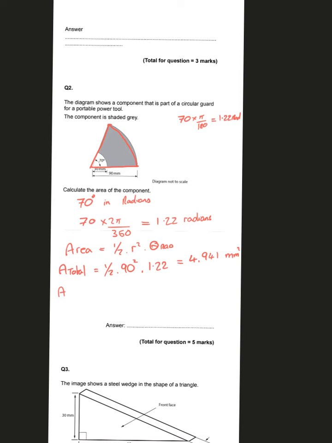Now I'm looking for the area of this smaller little blue segment. How I find it, I call it my wedge, so area wedge. Same formula, half times radius squared. My radius is now 30 squared. My angle remains the same, so 1.22 radians is equal to 0.5 by 30 squared times 1.22 equals 549.